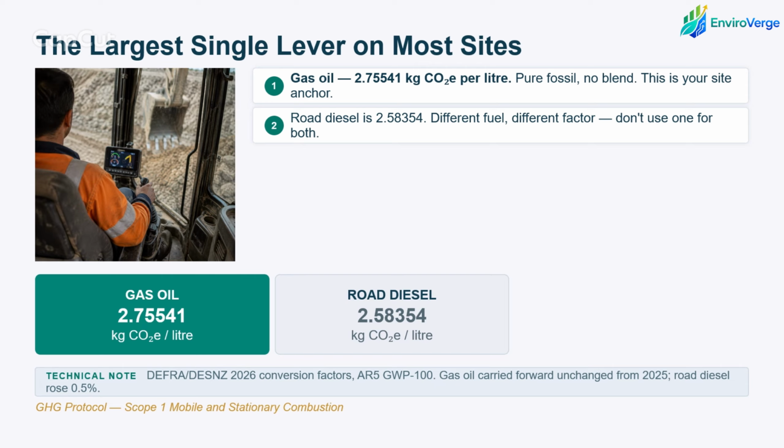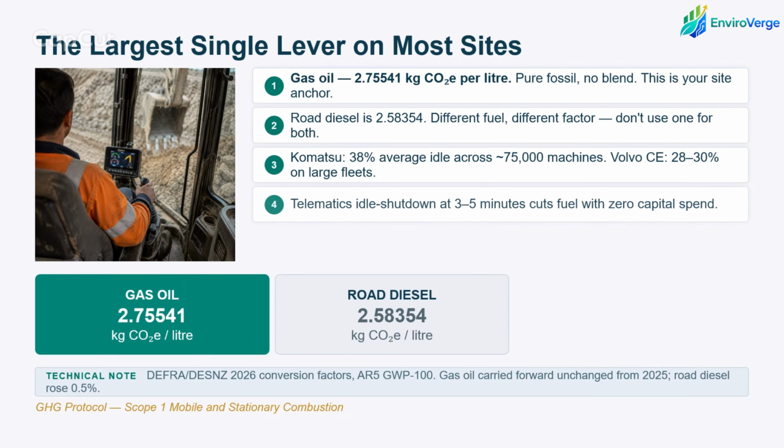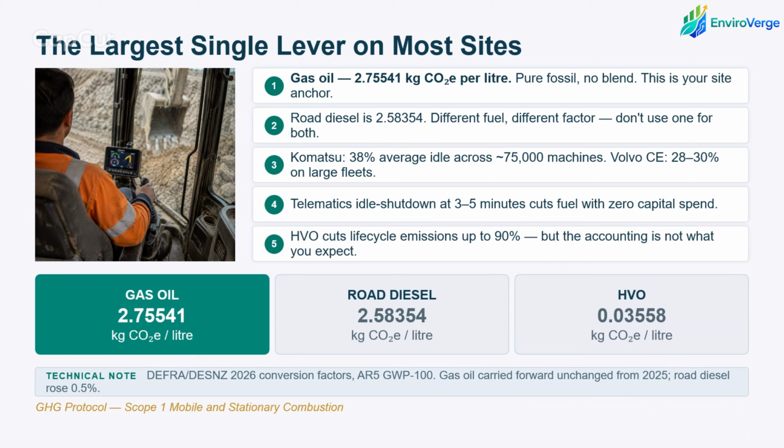On idling, Komatsu reported 38% average idle across around 75,000 machines. Volvo Construction Equipment has cited 28 to 30% on large fleets. Telematics, the onboard system that logs engine hours, lets you set an idle shutdown at 3 to 5 minutes. That cuts fuel with zero capital spend. And HVO cuts life cycle emissions by up to 90%, but the accounting on it is not what you'd expect. Hold that thought.